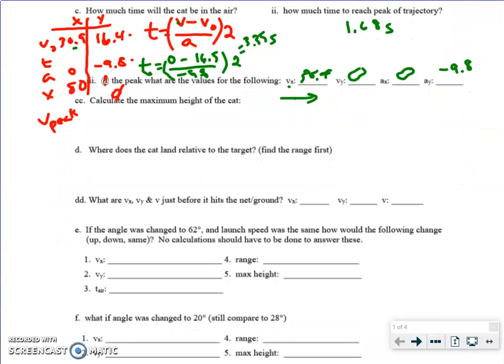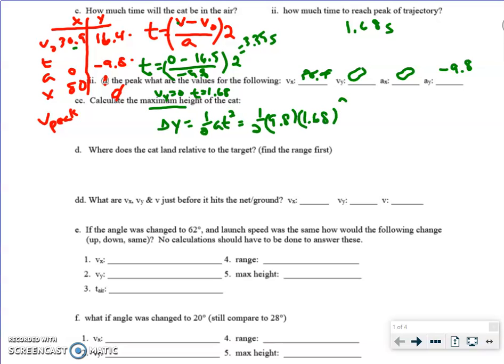Okay. Calculate the maximum height of the cat. Well, we have plenty of information for that on our VTAX because we now have a time to the peak. So maximum height means our Vy is 0 at the final, and our time was 1.68 seconds. So I can just say my delta y, because we start at 0, is V0 t. I'm going to call V0 0 because I'm going to pretend we're going from top to bottom. It's just a lot easier to do it that way. You could put in the 16.4 for that and subtract off the 1/2 at squared, but I don't need to do that. So that's going to be V0 t plus 1/2 at squared. So that's 1/2 of 9.8. And again, make sure you use the 1.68. You square the whole thing, and you get the height.